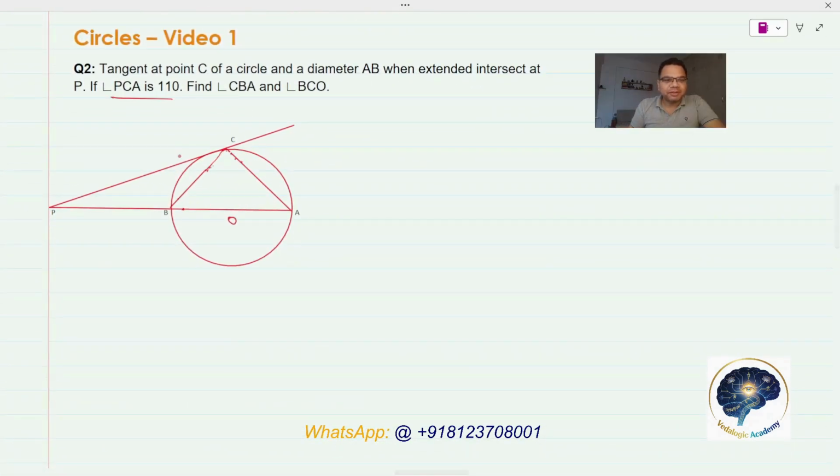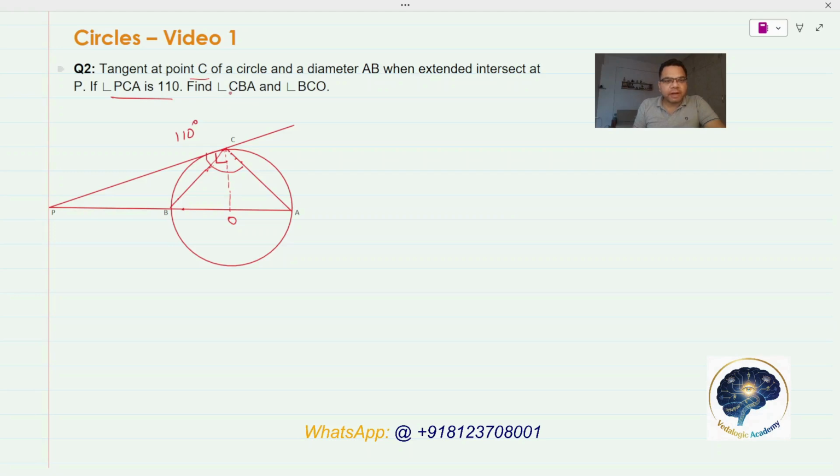Okay, so in this question, we have a tangent at point C in this circle. If I draw this line, this is 90. This is what we are given on the first line, and AB is a diameter, right? When extended, the diameter and tangent meet at point P. Angle PCA, this bigger angle, is given as 110 degrees, right? Now I have this angle is 110.